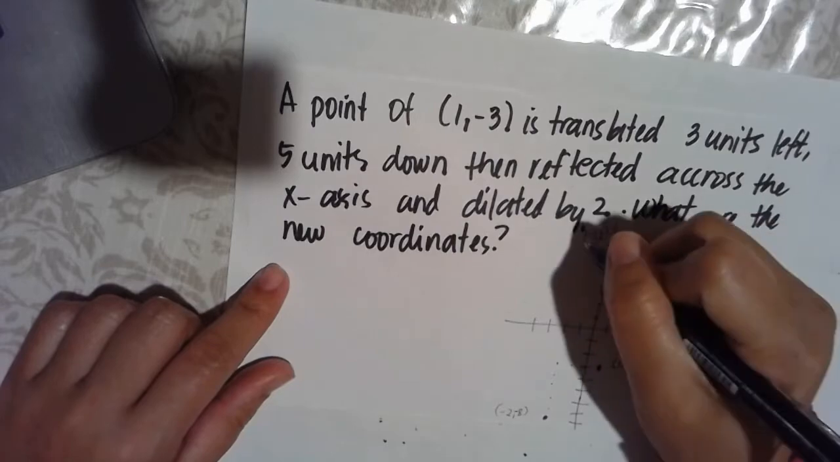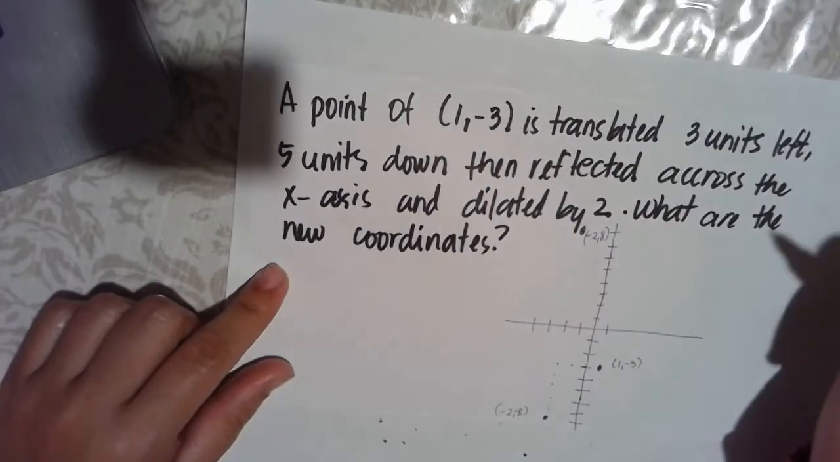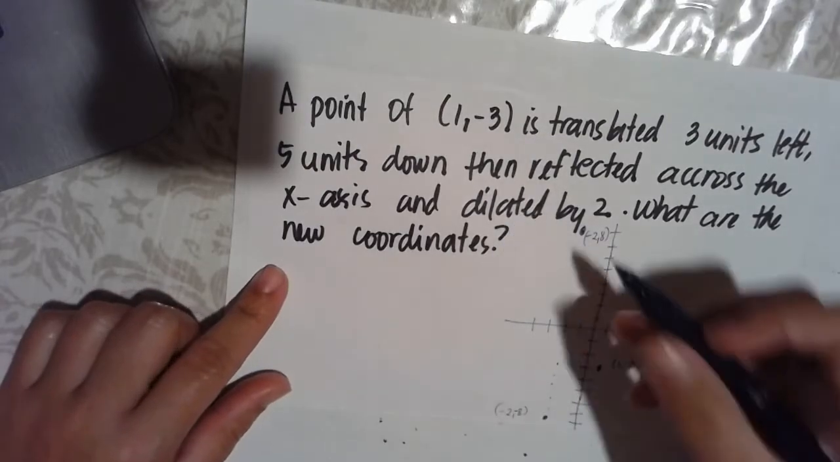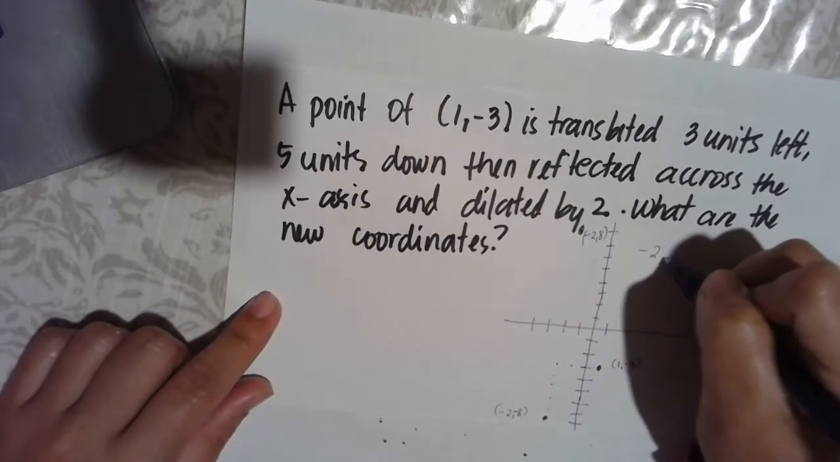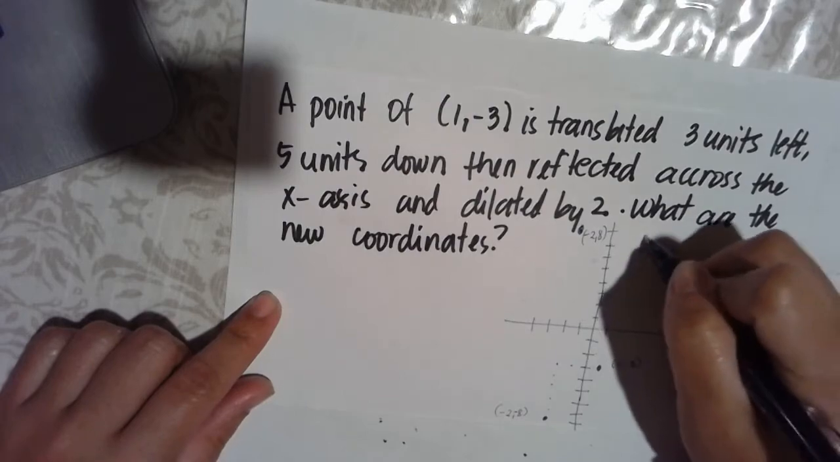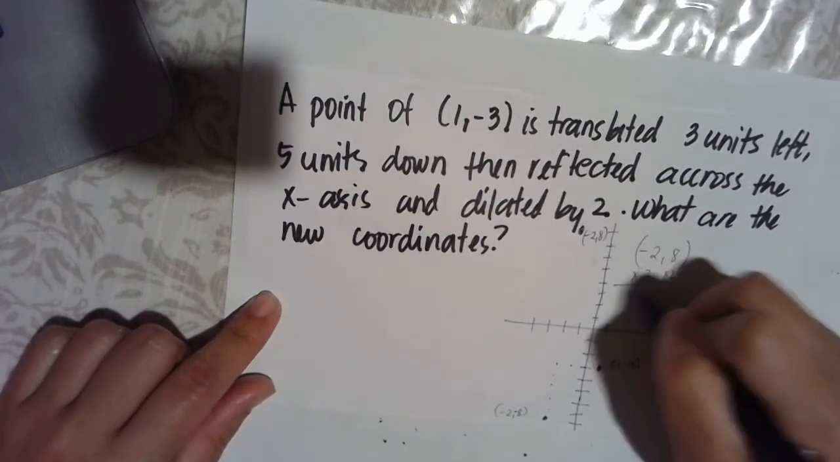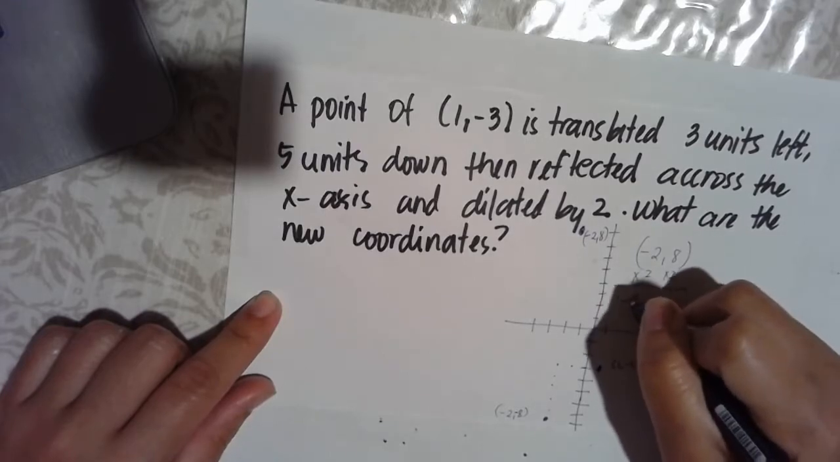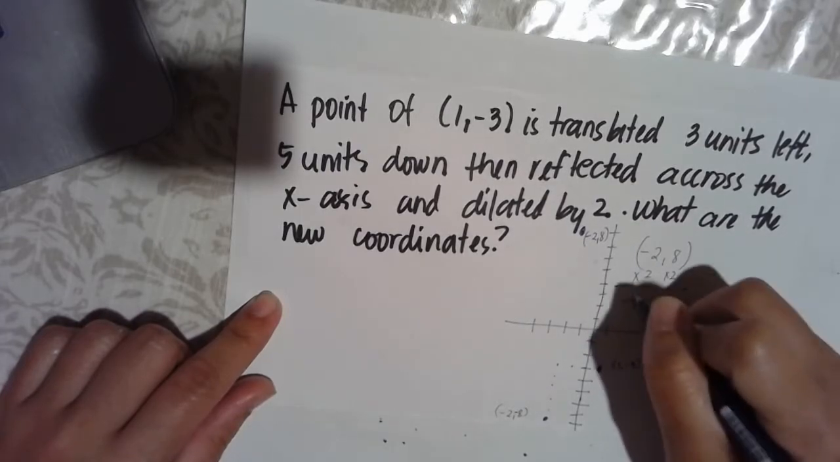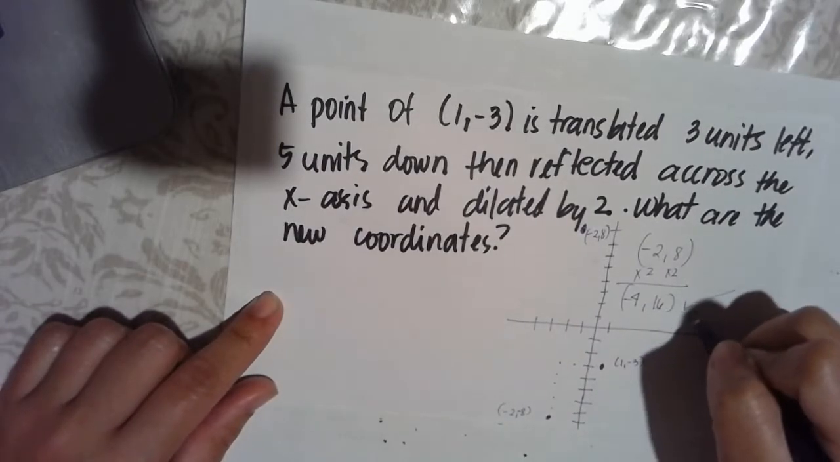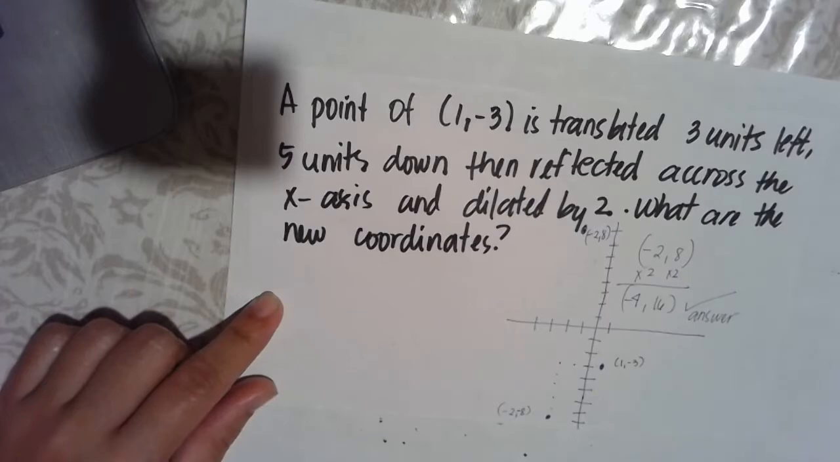Then, from that point, it says, and dilated by 2. So whatever the coordinates of negative 2, 8, we'll just multiply it by 2. Times 2 times 2 will give you negative 4, 16. What are the new coordinates? So that's the answer, I think.